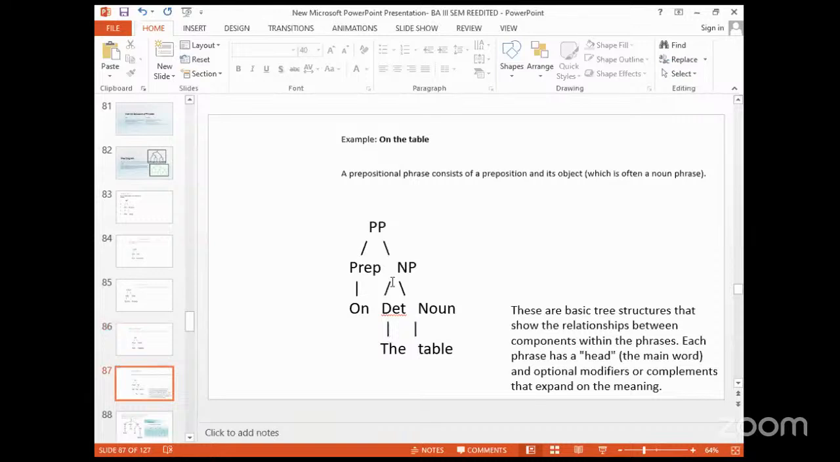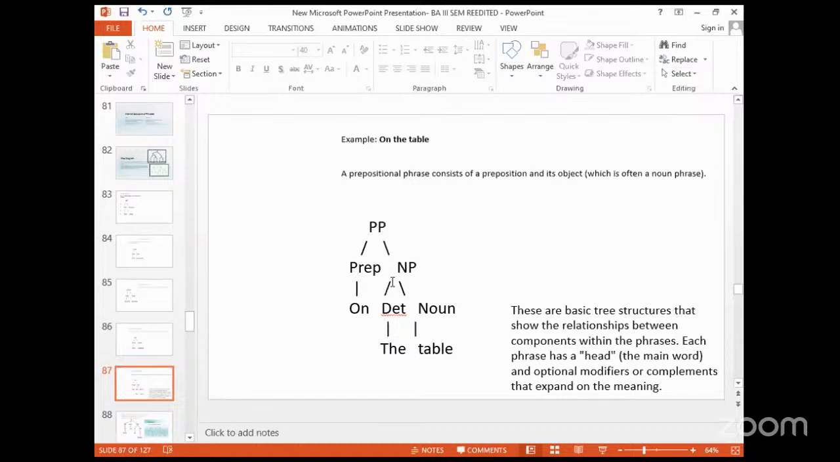Coming on to the prepositional phrase: on the table, under the bed, in the bag. So you see a preposition, and a prepositional phrase consists of a preposition and its object, which is often a noun phrase. Most of the time, a prepositional phrase is followed by a noun phrase, which will be the object for this preposition. In "on the table", "on" is a preposition and "the table" is a noun phrase.